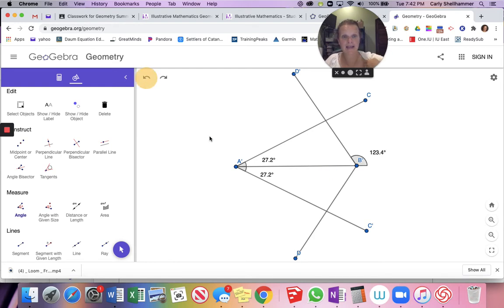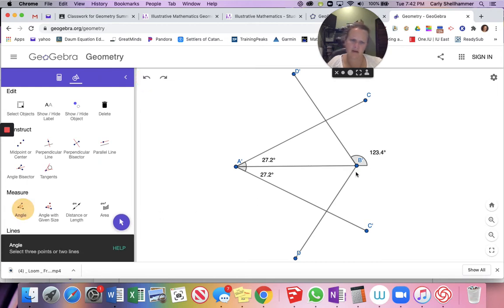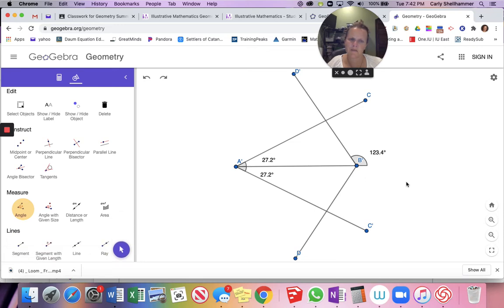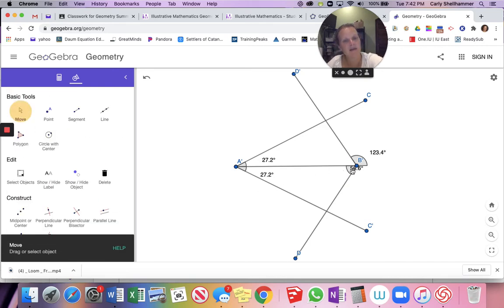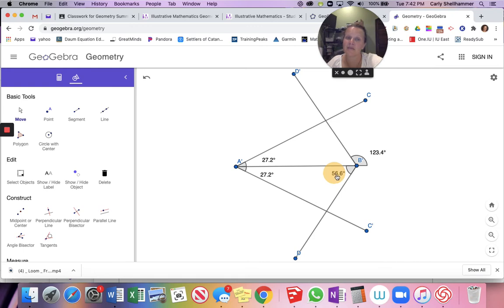I would take 180 and subtract 123.4, okay? And that is 56.6, I hope, because we're going to measure this one. Yay! I can't always do math in my head, and when I do, sometimes I'm right, sometimes I'm wrong. So this angle is 56.6, that angle is 56.6.